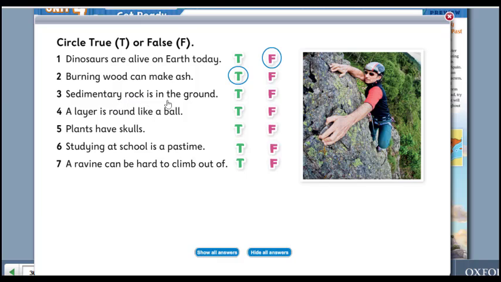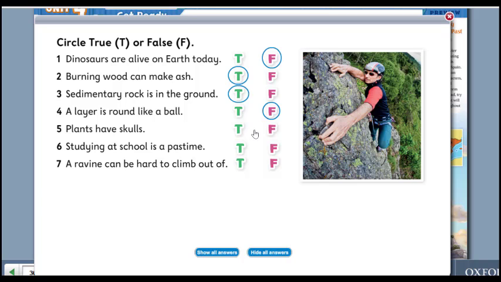Number 3. Sedimentary rock is in the ground. What do you think? Is it in the ground or not? Very good, true. Number 4, a layer is round like a bowl. Do you think that a layer is round? Of course not, false. Number 5, plants have skulls.